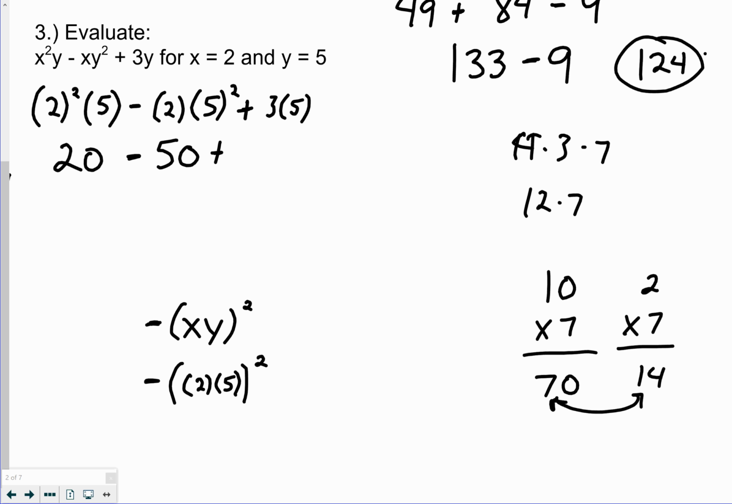3 times 5, 15. Left to right. Is there a question, Camilla? I think I heard.